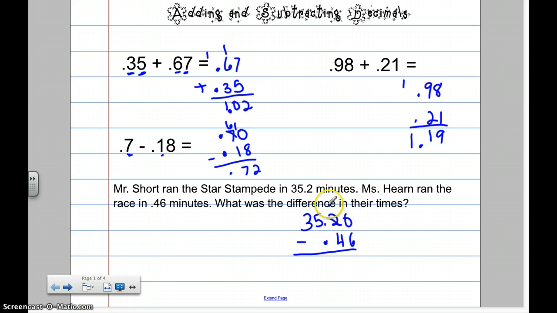Then I need to do my regular regrouping. And then now I'm done. And my answer is 34 and 74/100ths. So as you can see, as long as you line up your place value, you're okay.